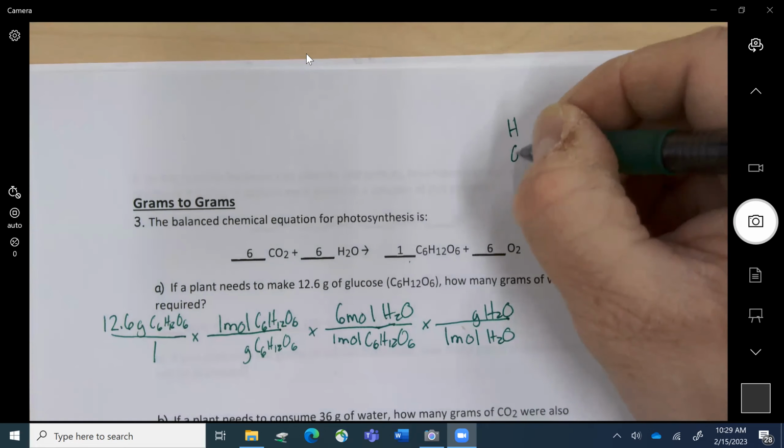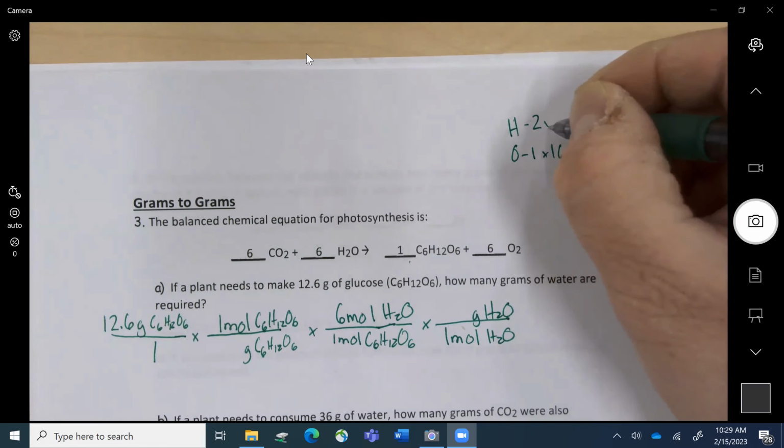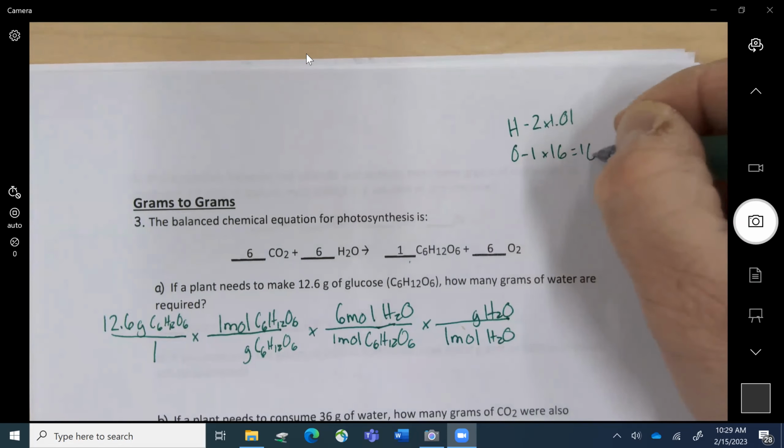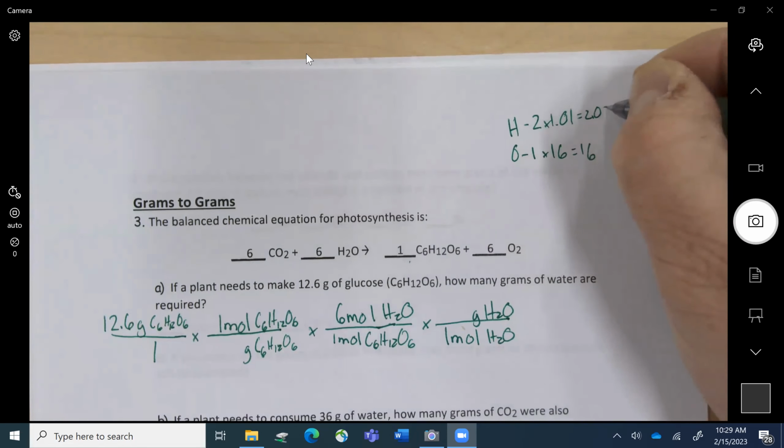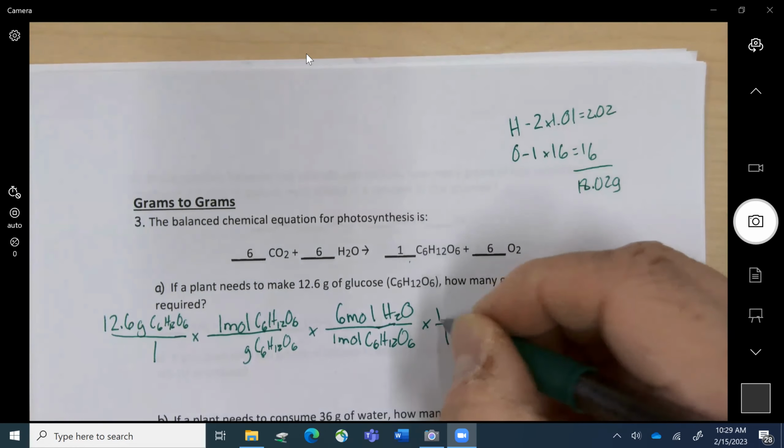H and O, 2, 1, 16, 1.01, 16, 2.02. So this weighs 18.02 grams. That's the molar mass of it.